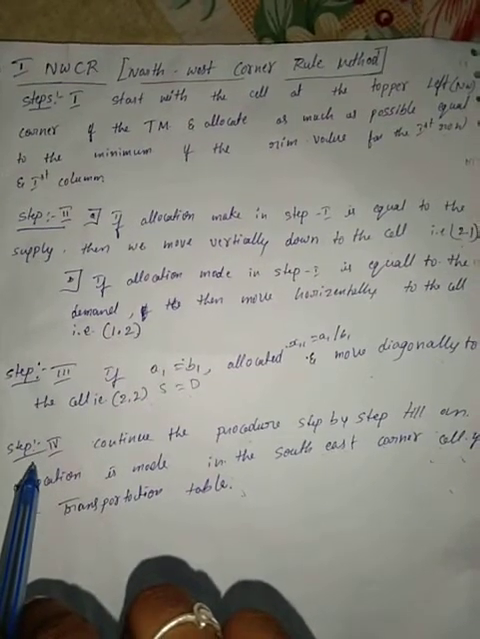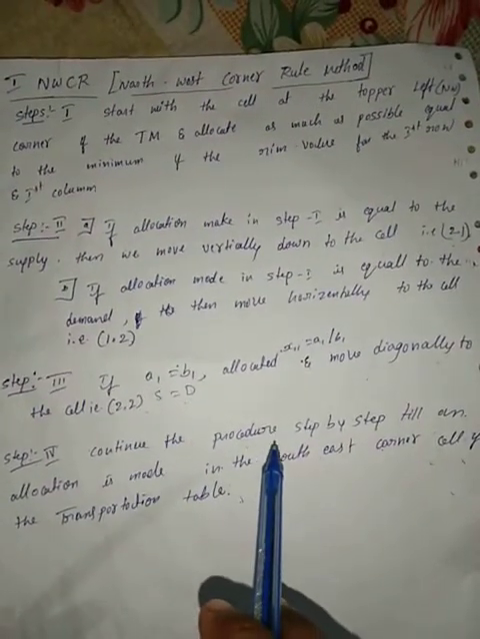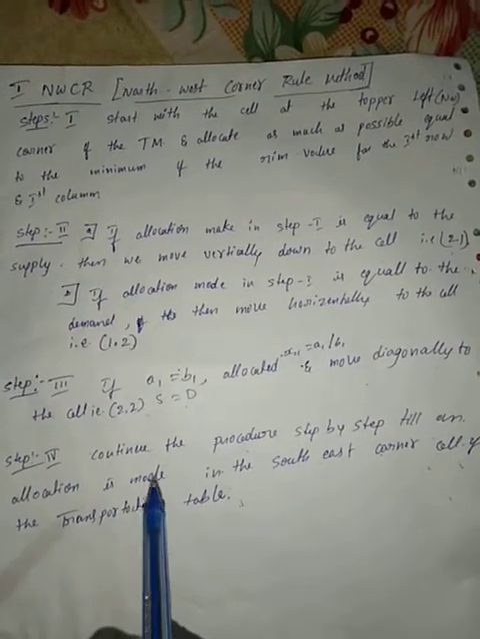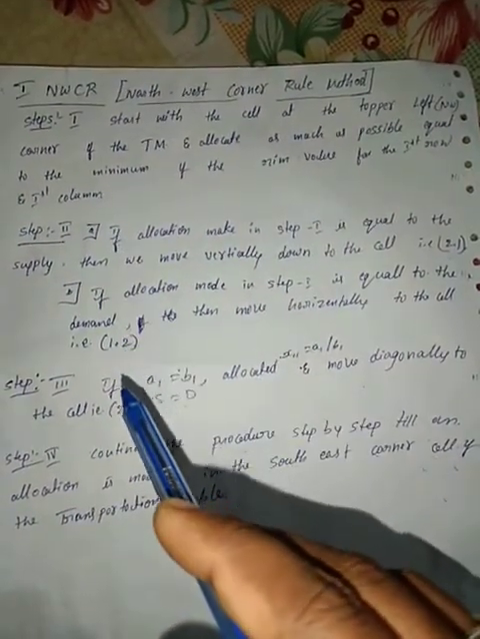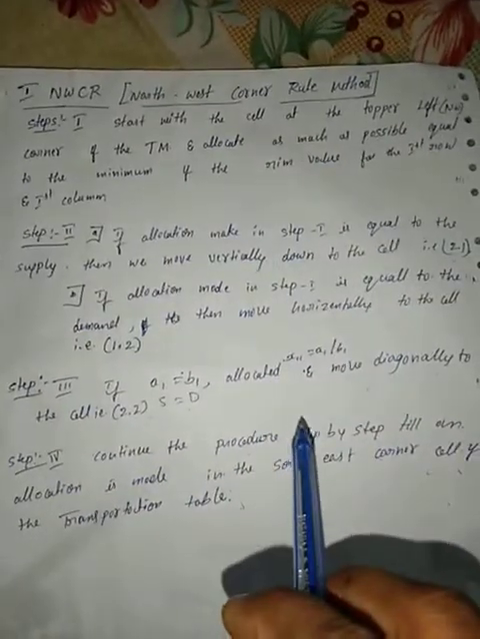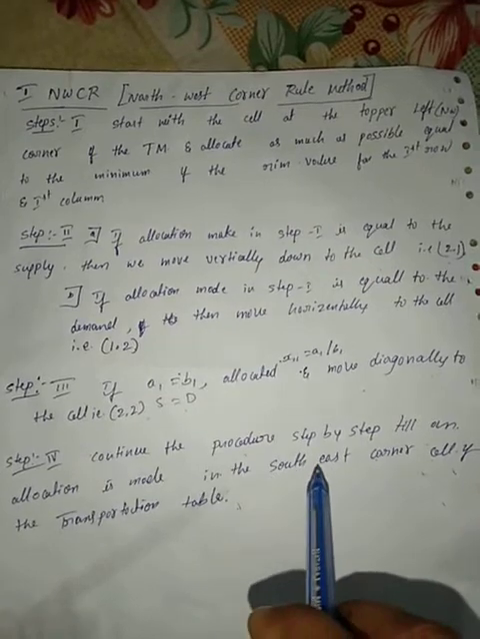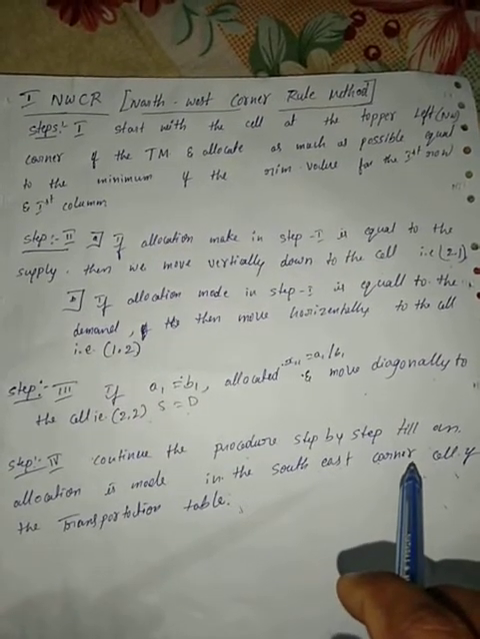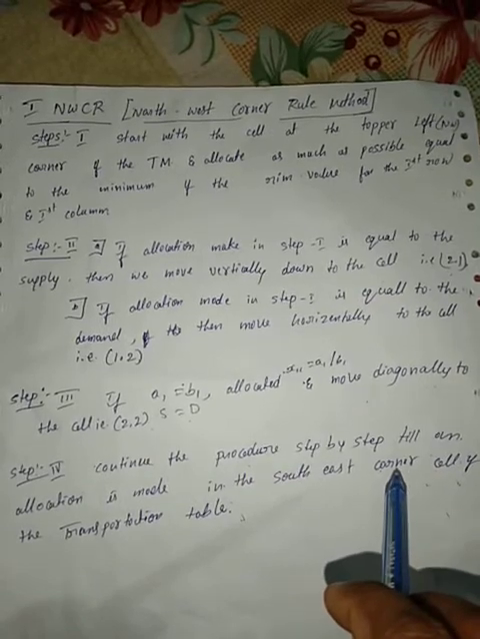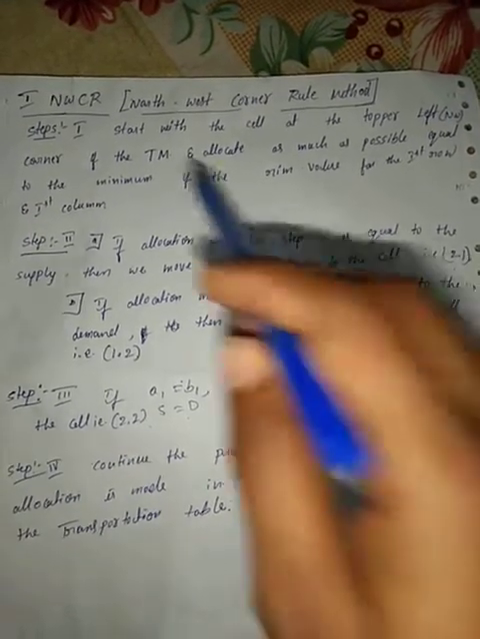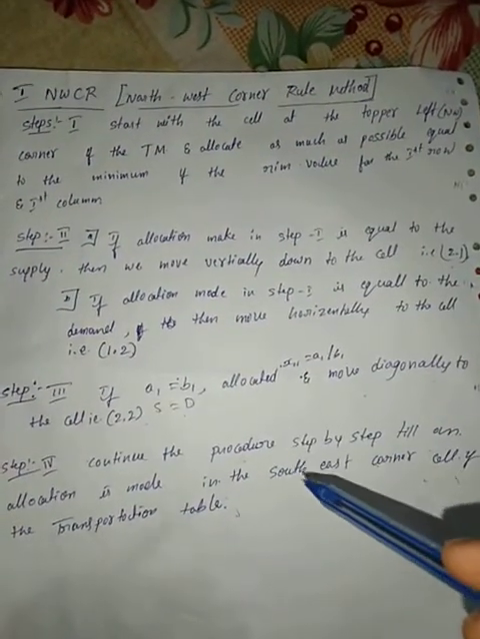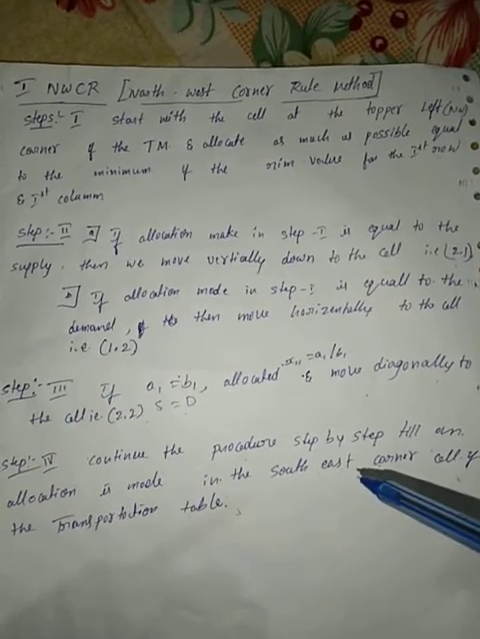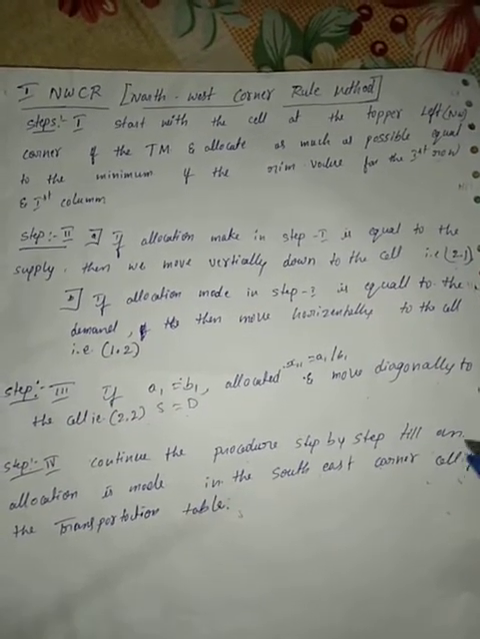Next step 4, the last step: continue the same procedure step by step until an allocation is made in the southeast corner cell of the transportation table. So we start step 1 from the upper left corner and continue the same procedure until we reach the southeast corner of the transportation matrix.